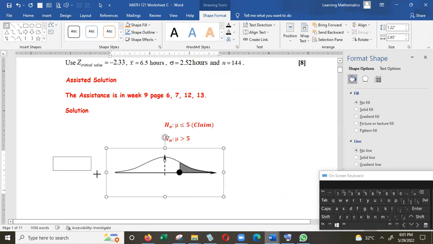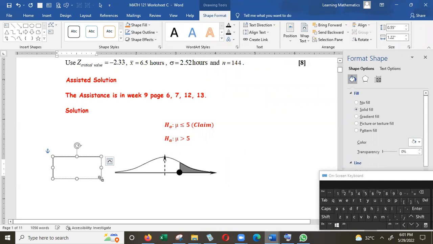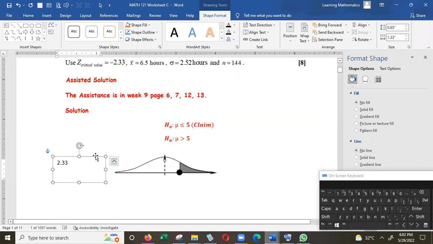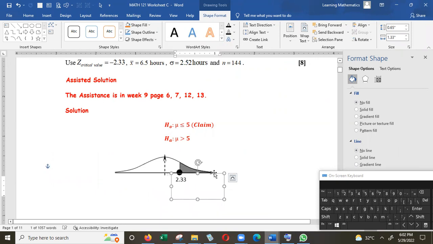We need two important numbers, the critical value and the test statistic. The critical value comes on the critical point, and then we have to calculate the test statistic to compare it with the critical value. Since our critical point is on the right side, we can drop the negative sign. So our critical value is 2.33. Likewise, we have to put this as no fill and no line so that we can easily bring it closer to its critical point right there. So the critical value is 2.33.